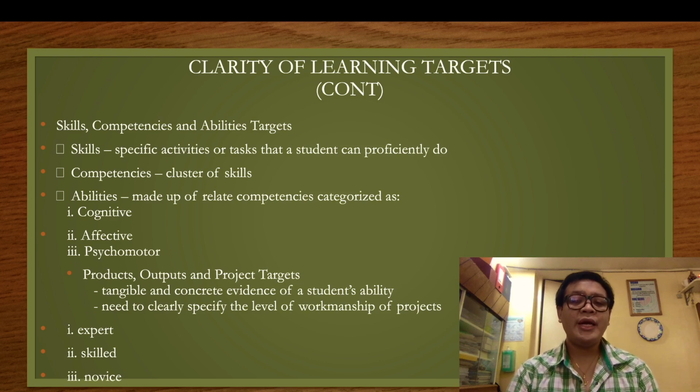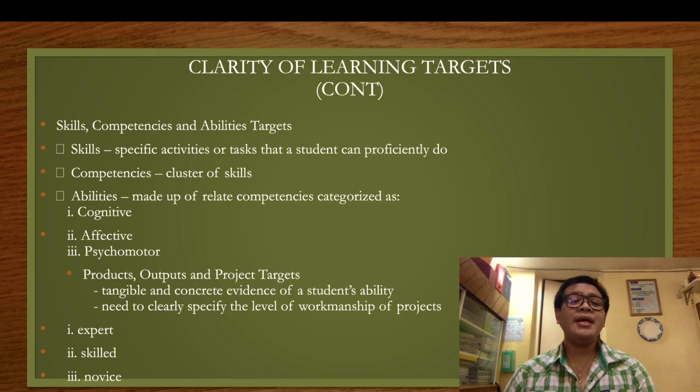Continuation of clarity of learning targets. This also has skills, competencies, and abilities targets. Skills are specific activities or tasks that a student can proficiently do. Say, for example, in the College of Nursing in SWU FINMA, we always make sure that our students are competent enough in doing skills, such as inserting nasogastric tubing and IV fluid insertion. We also have donning and doffing, and so on.